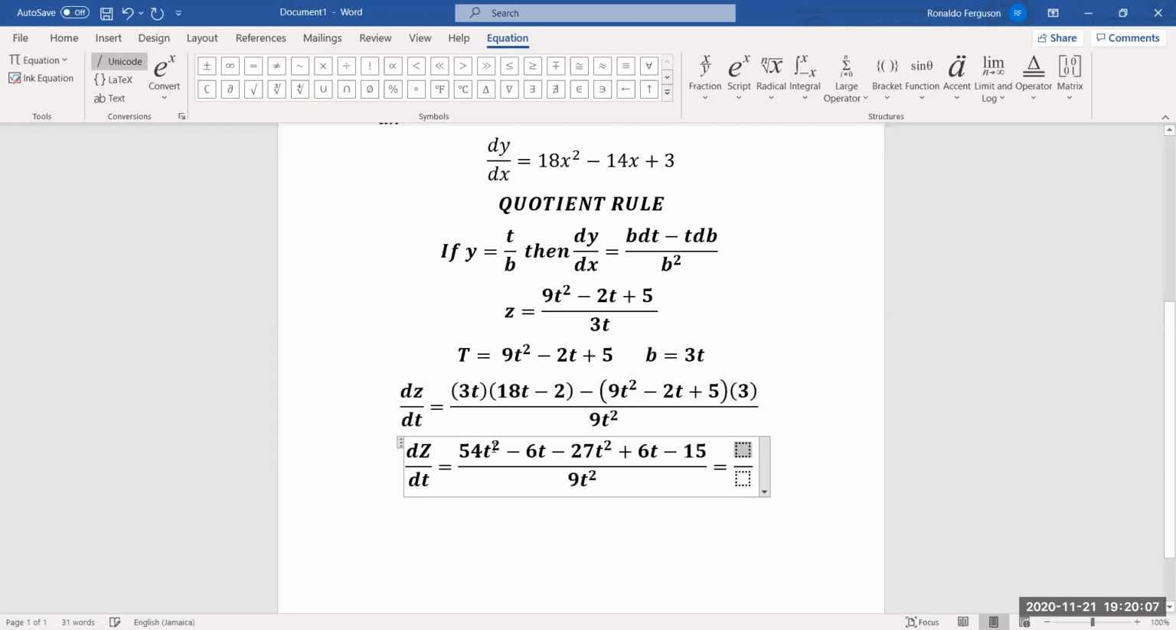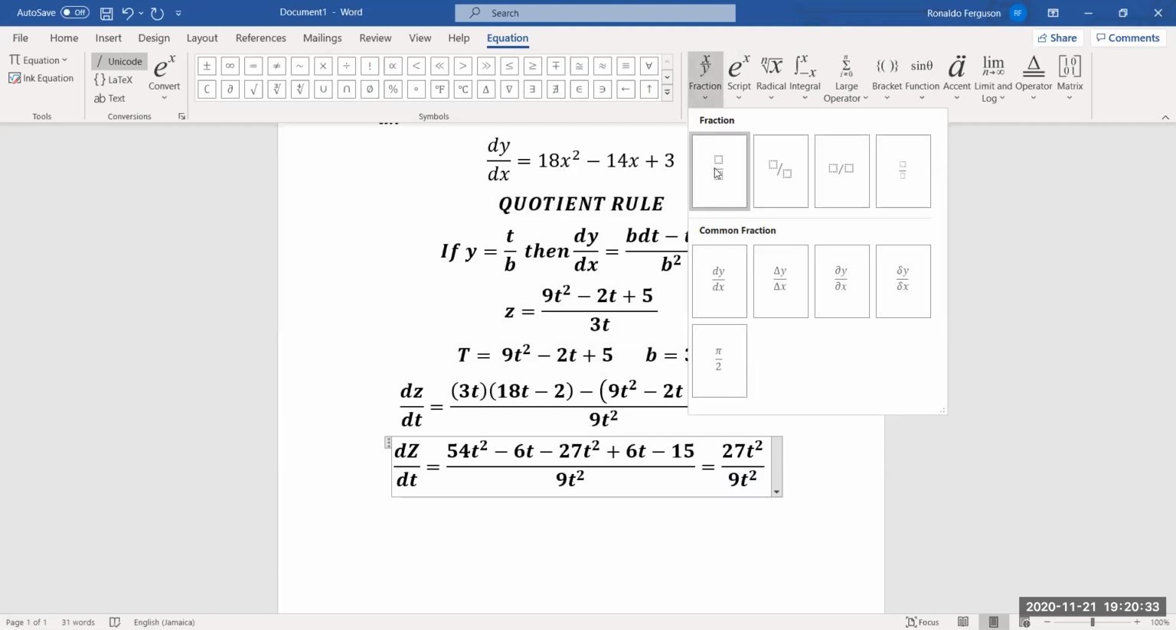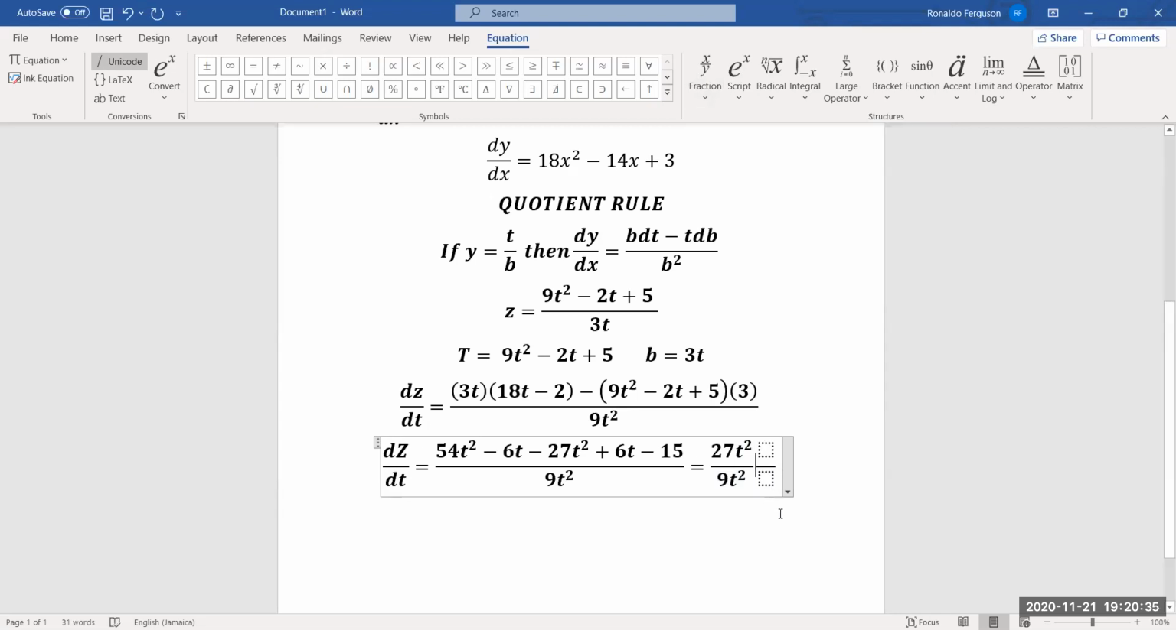So we're going to group our t squared terms. What we get is 54t squared minus 27t squared. That's just 27t squared, right? Yes, sir. So we get 27t squared over 9t squared. When we group our t's together, what do we get? They cancel out. Nice, so we just get 0.